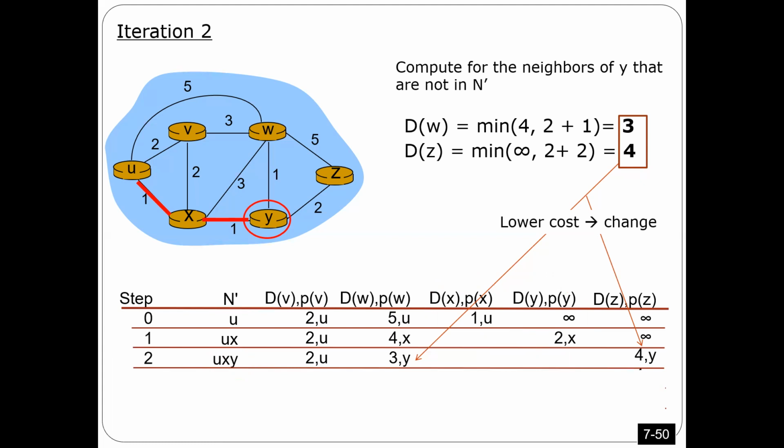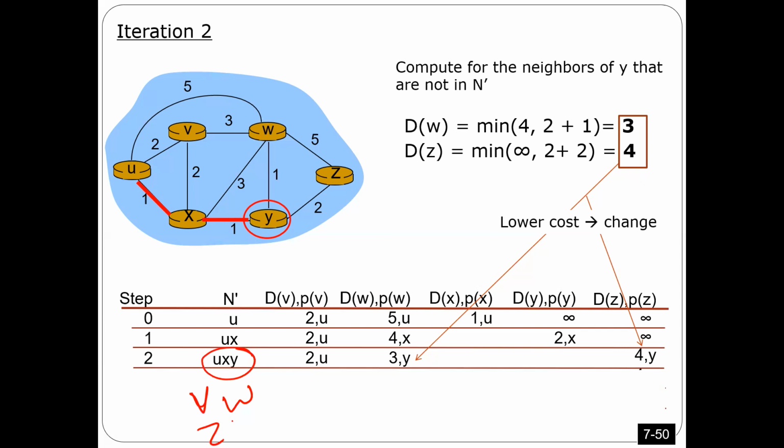Still, I have U, X and Y. So what is missing here? We have V missing. I didn't check the neighbors of V yet. And W is missing. Also, Z is missing. So we have three nodes missing here. That means I checked the neighbors of U, X and Y, but I did not check the neighbors of V, W, Z. Maybe they are getting better results than what I have. That's why I'm going to continue until I finish checking the neighbors of all nodes.